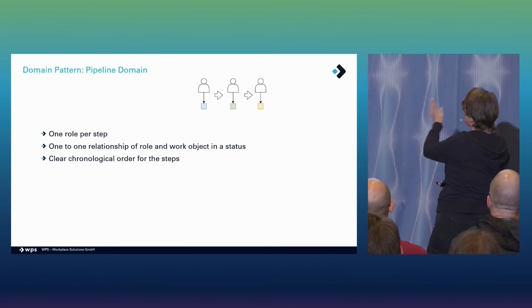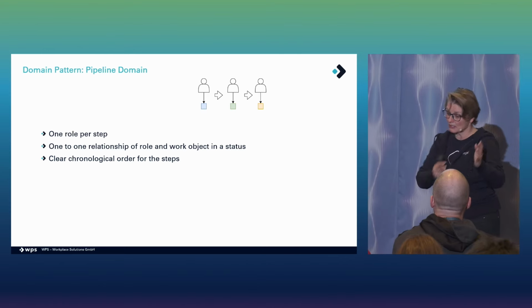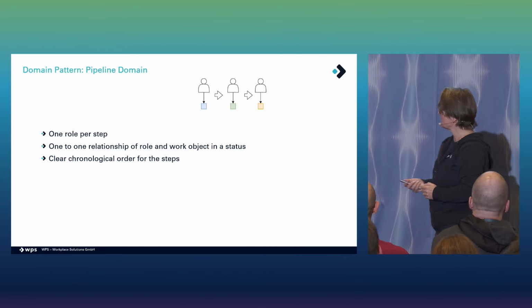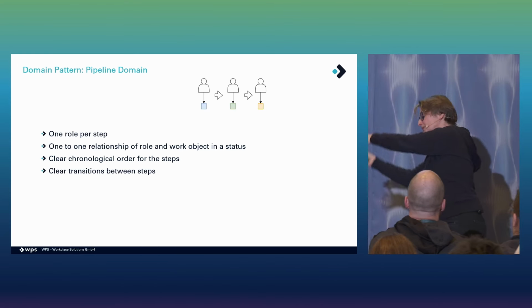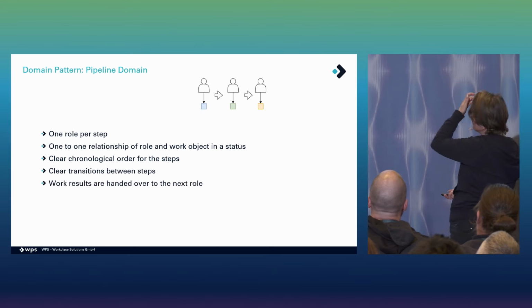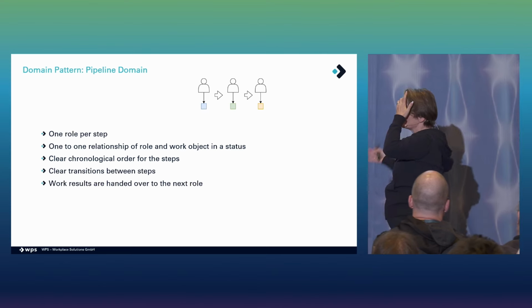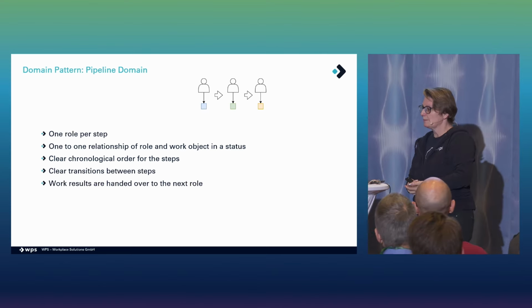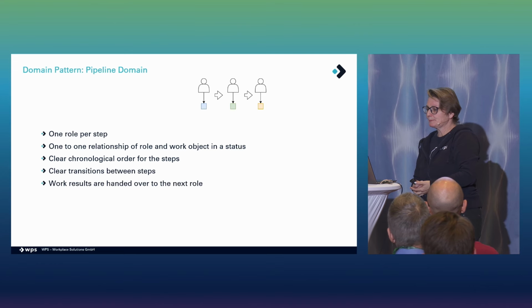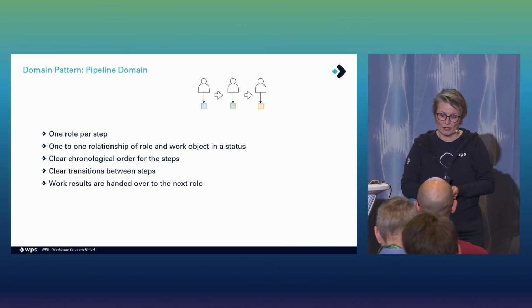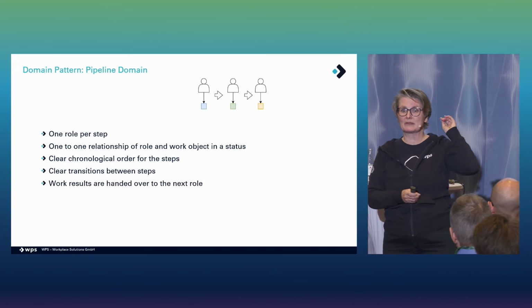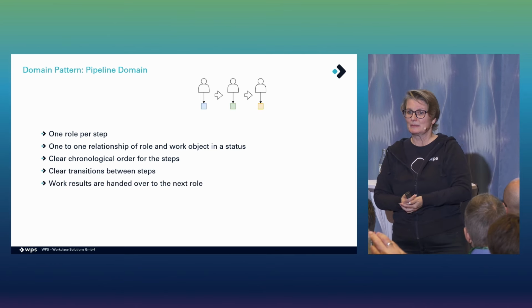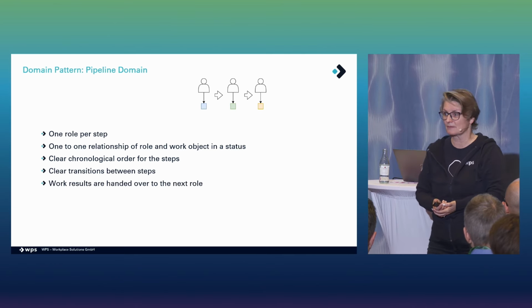Clear chronological order for the steps, so you can always say where you are in the process. Clear transition between the steps. The work result is always handed over to the next role. And in most conference speeches, you will have examples like this, because this is easy to cut.